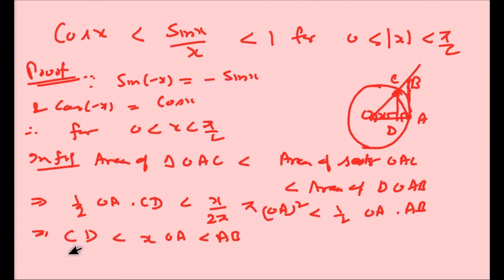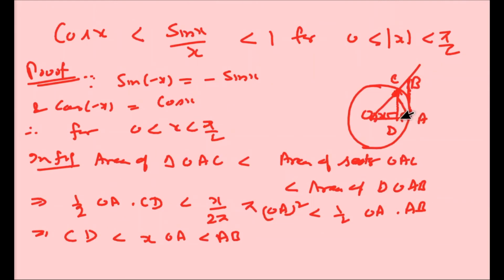Now in the triangle, sin x equals perpendicular upon hypotenuse, so we can find CD upon OC, and since OC is the radius, here also we can write OA.